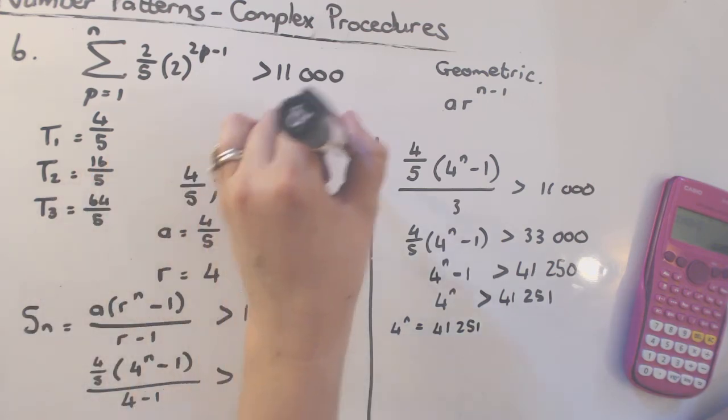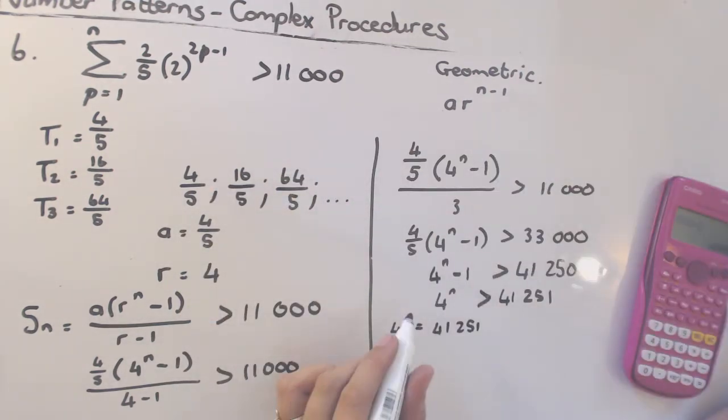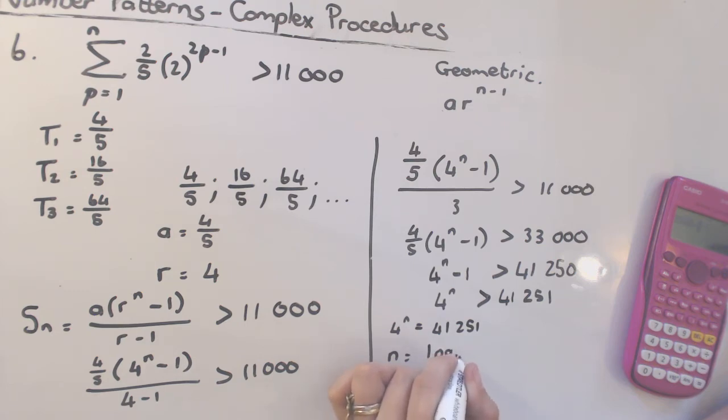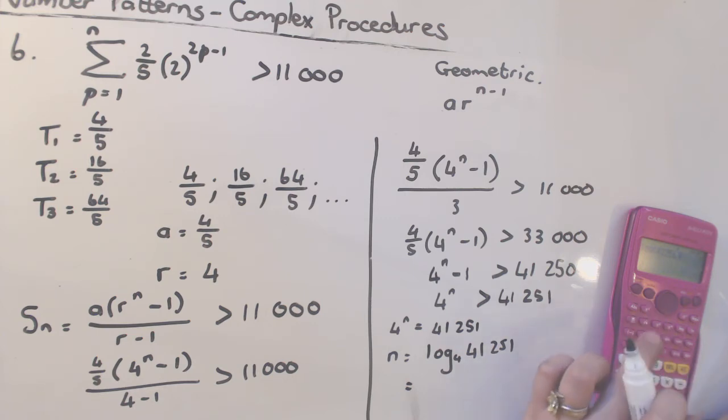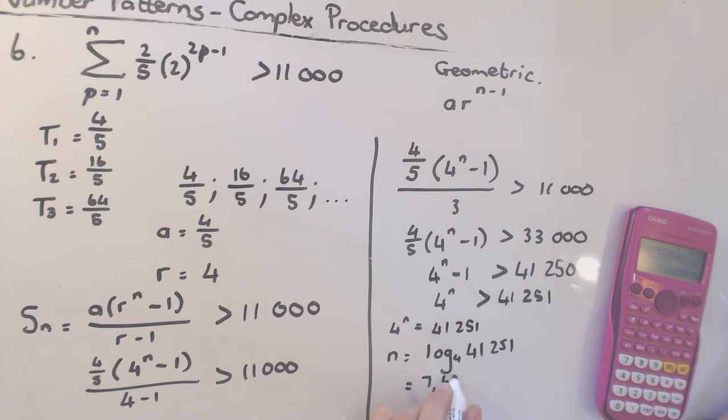I can see my number grows bigger as n goes on, so I must just take the next n to make it bigger. n is then log with a base of 4 of 41,251, or it is log of 41,251 over log of 4, and that gives me 7.666070. Okay, what an evil number.